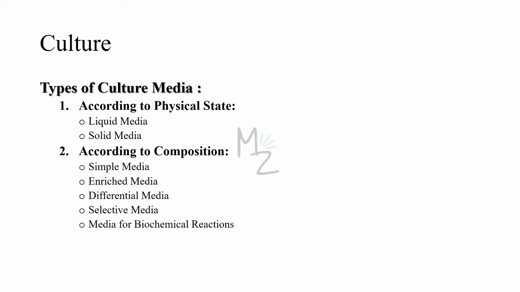The third one is differential media. We've discussed that. We've discussed selective media. The example of differential media is MacConkey medium, and the selective media is Lowenstein-Jensen medium. The final one is media for biochemical reactions. It is used to detect different biochemical reactions produced by different organisms, for example, Simmons citrate medium.